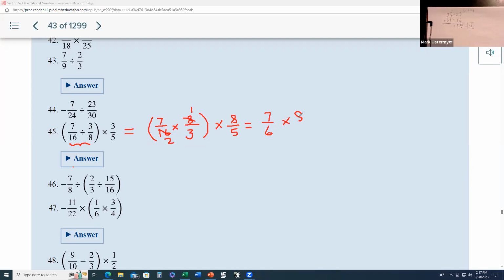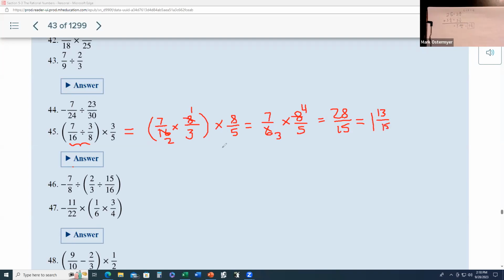Can I do any cross canceling here, because we're running out of time? Yeah, look. 2 divides into 6 three times. 2 divides into 8 four times. That's valid cross canceling. We're left with 7 times 4, which is 28, over 3 times 5, which is 15. That cannot be reduced. Now you could turn that into a mixed number if you desire. It would be 1 and 13/15.